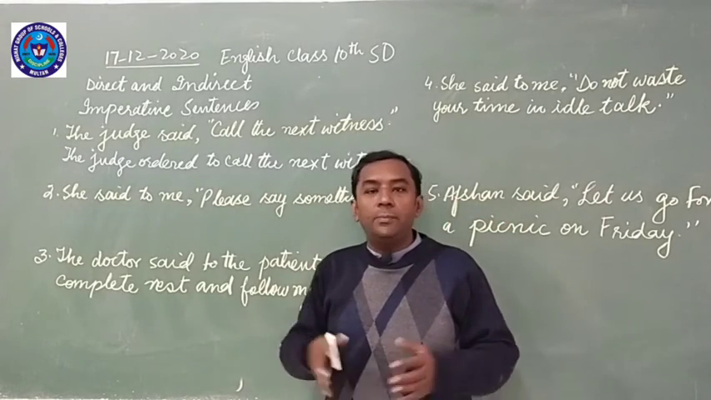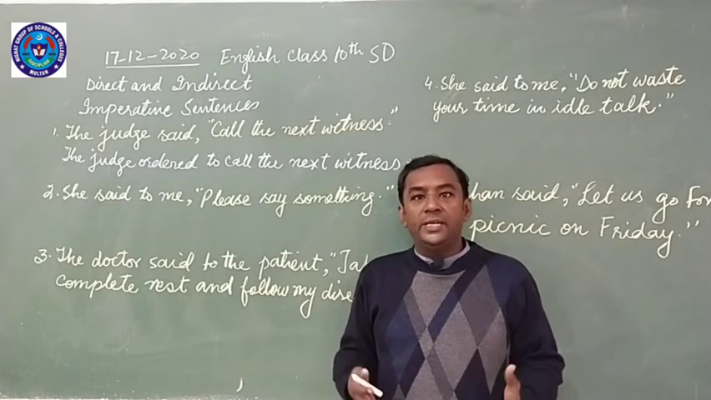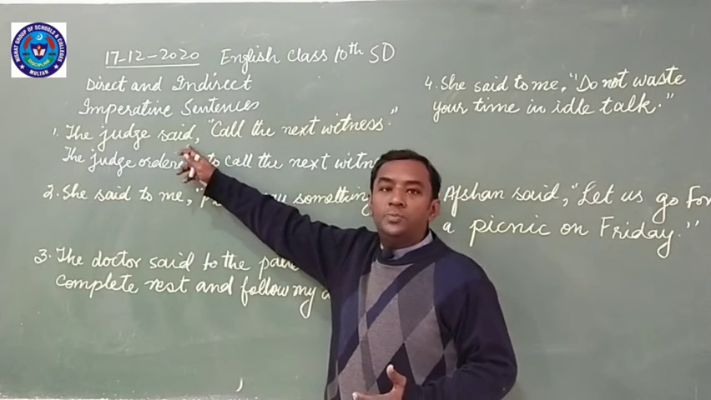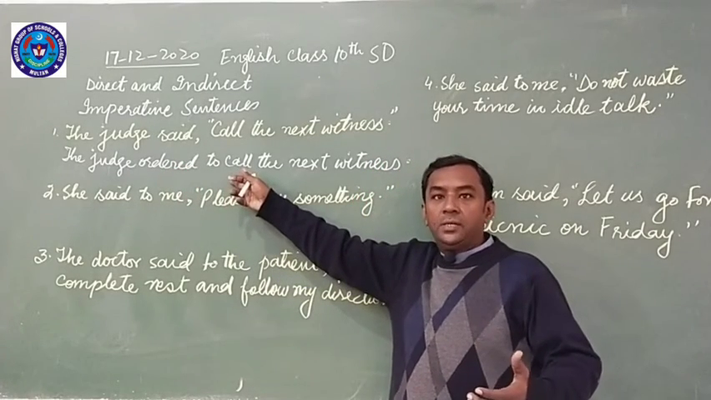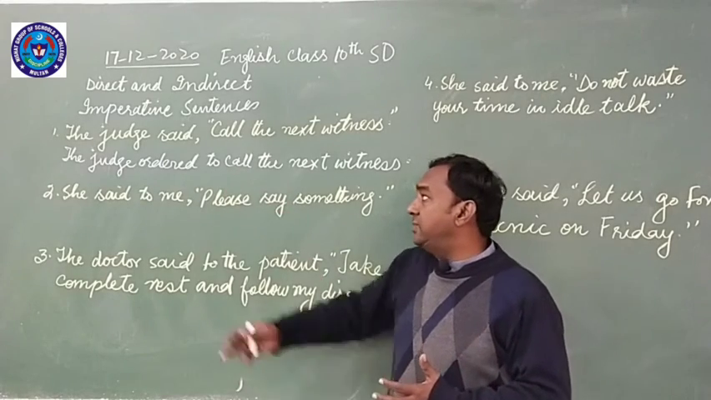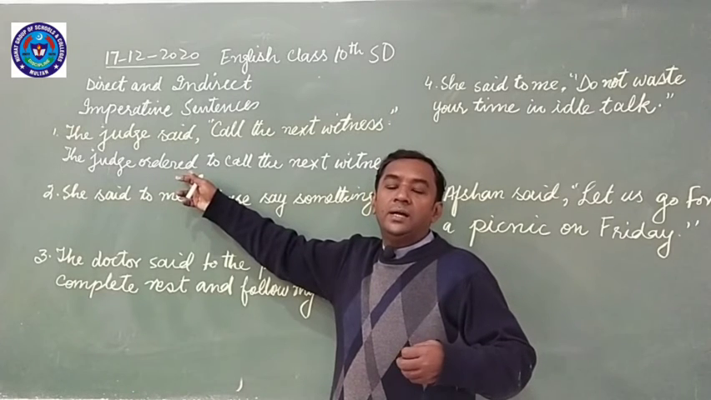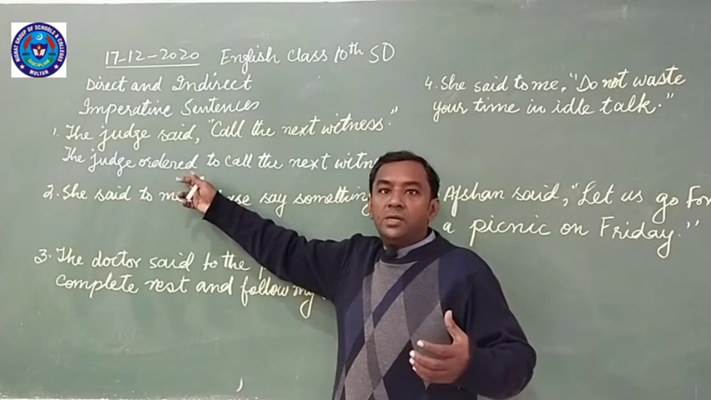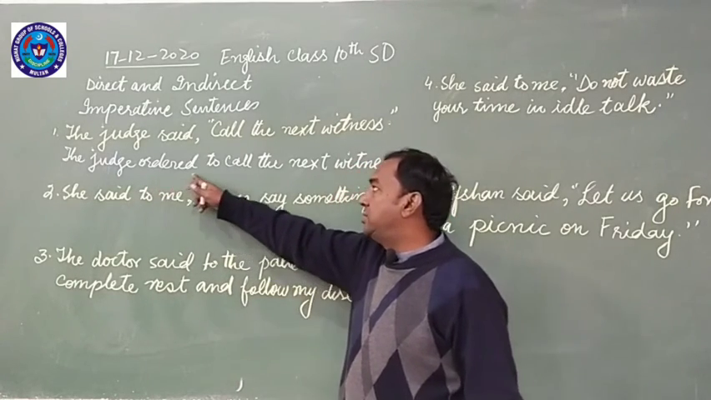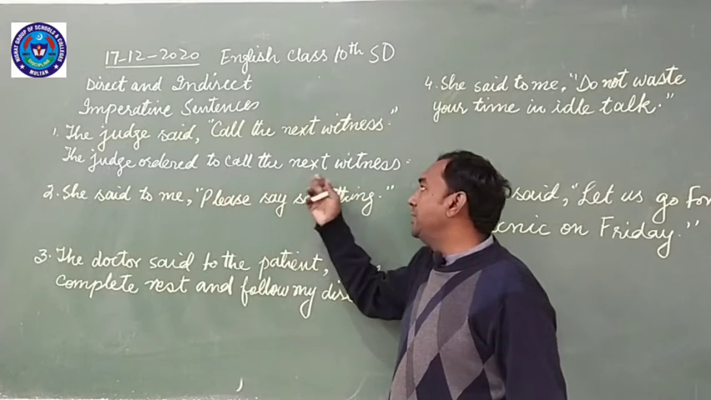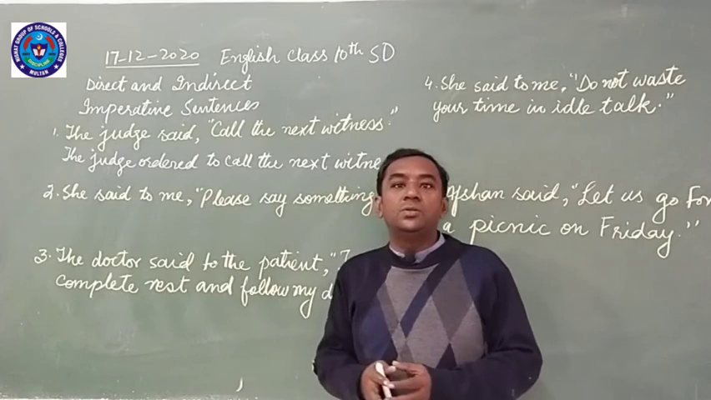Another very important thing about the imperative sentence is that you can also use an object. If we haven't been given an object in direct speech, we can also use the object in the indirect sentence, because ordered and requested are, I must say, transitive verbs. After a transitive verb, there should be an object. I can also say that the judge ordered the peon to call the next witness. If we use the object here, the peon, that will be a very good thing.